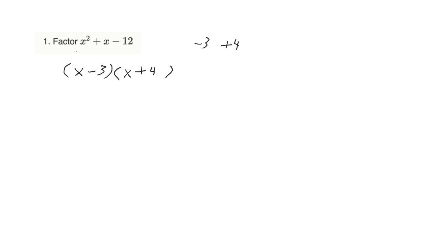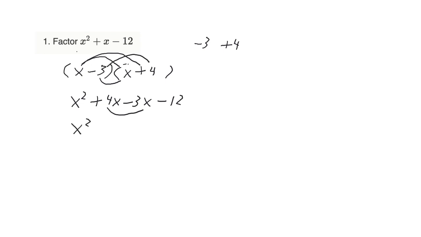So let's go through it just to make sure that it actually works. X times x is x squared. X times 4 is plus 4x. Negative 3 times x is negative 3x. And negative 3 times 4 is negative 12. Grouping these terms, we finally get x squared plus x minus 12, what we were looking for. Always check your work.